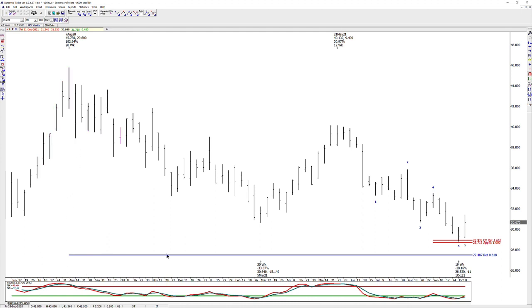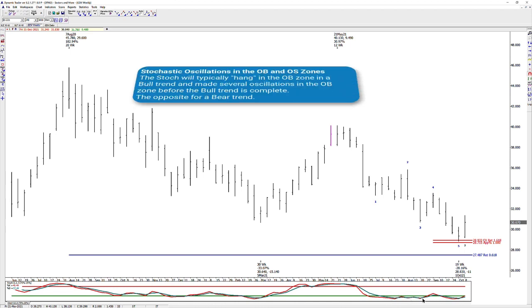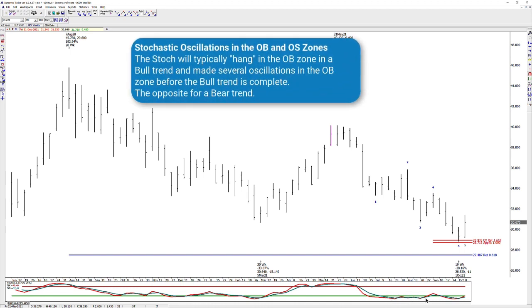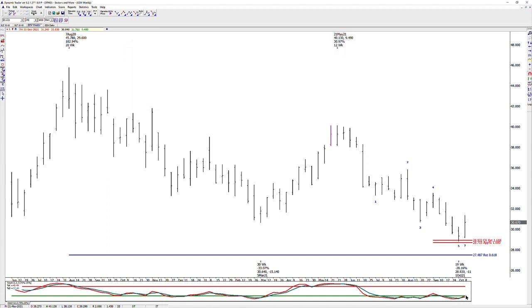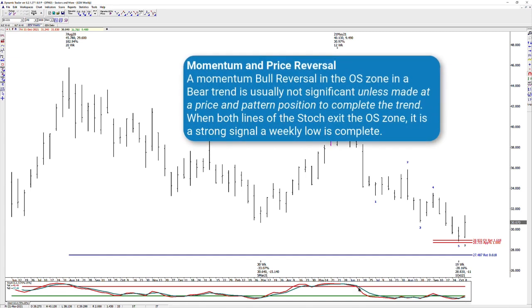The stochastic is reaching overbought, oversold, and overbought. And of course, in a strong bull trend, it's overbought for some time. So it usually makes several oscillations within the overbought zone, as well as the oversold zone if it's a bear trend, just like it has here, a few oscillations. The real signal that it completed a weekly low, just from a momentum standpoint, is when both of the lines trend out of, in this case, the oversold zone, or below the overbought zone. But we want a signal before then.